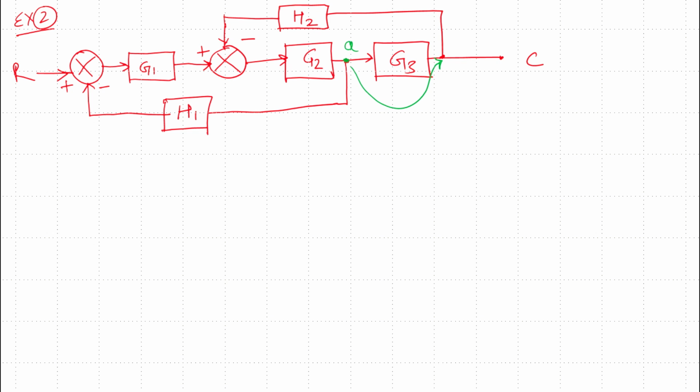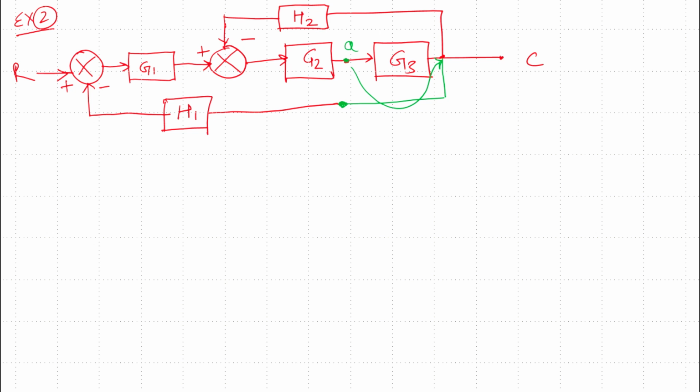If we shift this takeoff point from position A to the output terminal C, then we can solve this further. So I am removing this takeoff point from this point, and shifting it from this terminal to this terminal. So I'm connecting this takeoff point from this terminal to this terminal.